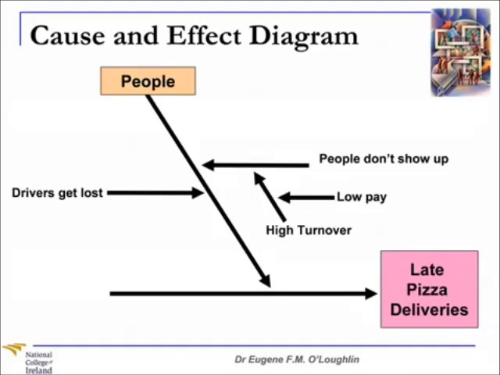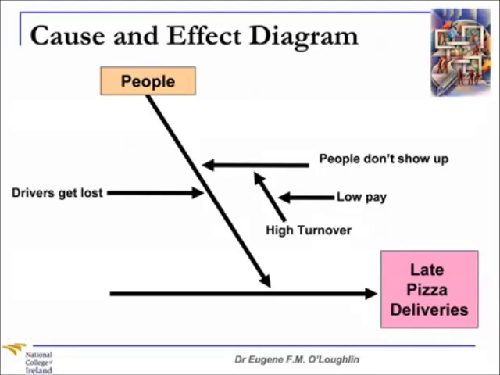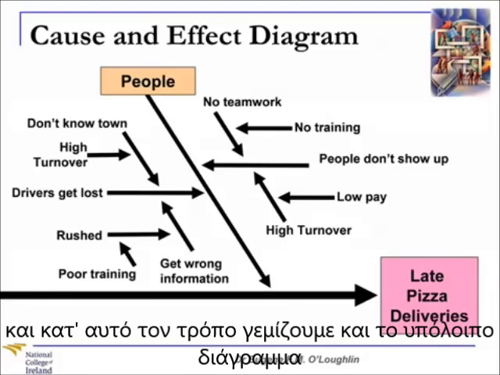So I fill that out, and I start with people don't show up, and I look at, for example, perhaps there's a high turnover of staff. And that might be a reason why people don't show up. Why is there a high turnover of staff? Well, it could be because of low pay. And we fill out the rest of our diagram. Also, another reason why people don't show up could be that there's no teamwork. And there may well be no teamwork because of no training.